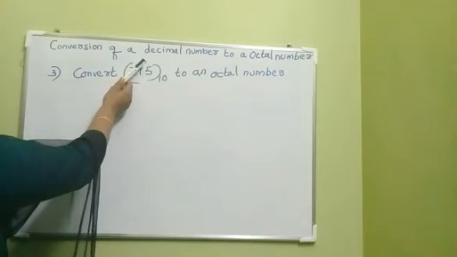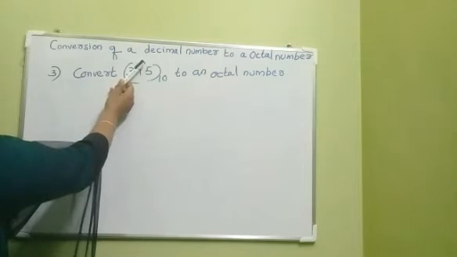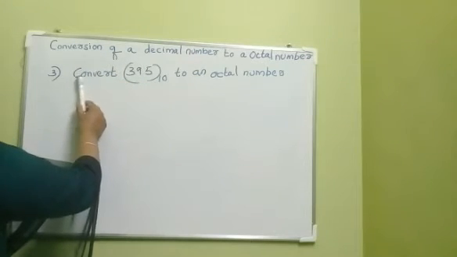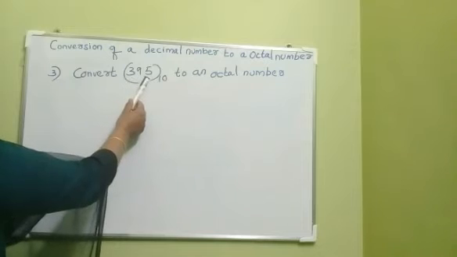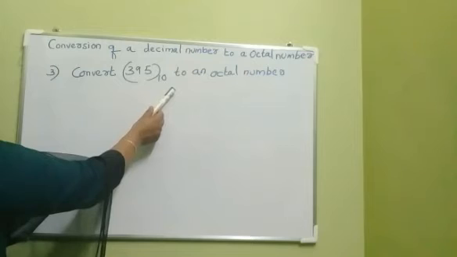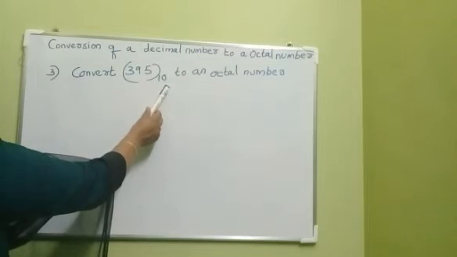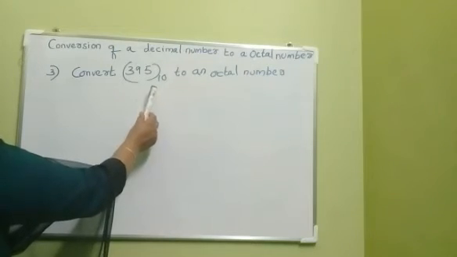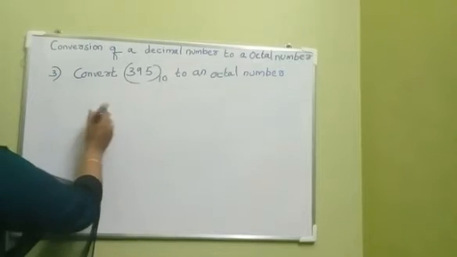Conversion of a decimal number to an octal number. First question. Convert 395 base 10, that is a decimal number, to an octal number. We know that the octal number system deals with 8 digits, that is 0 to 7.